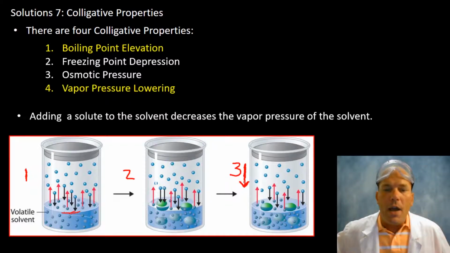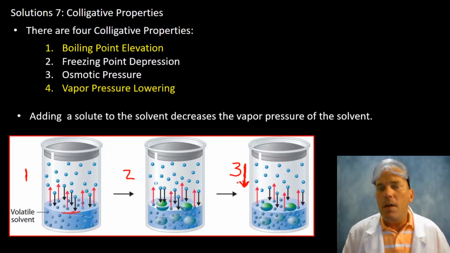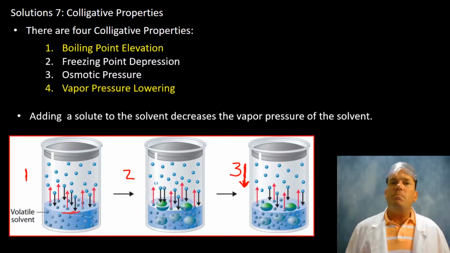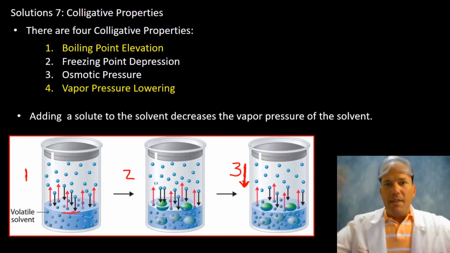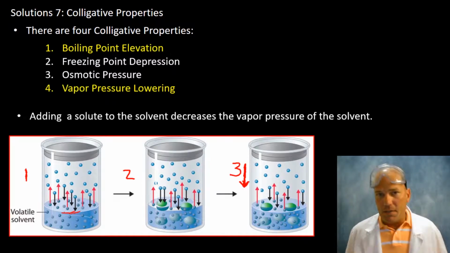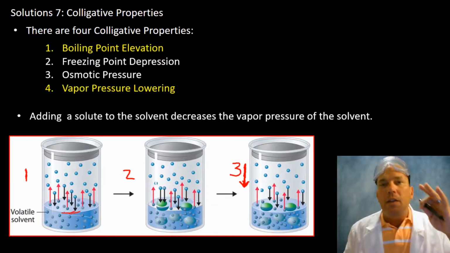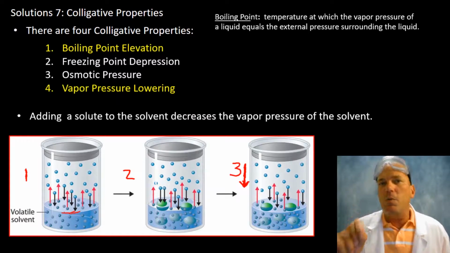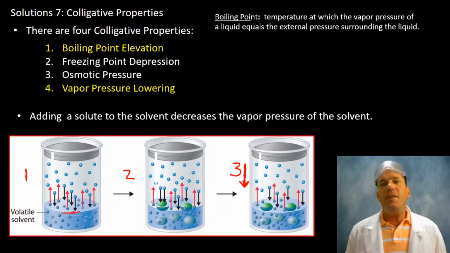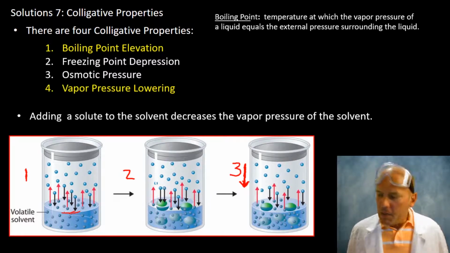Okay, why is the vapor pressure lower? Because fewer molecules are able to escape into the gaseous state. So that lowers the vapor pressure. Let me tell you something else real quick. Boiling point. Let's get a definition. All right. Boiling point was one of those intensive properties I just mentioned.